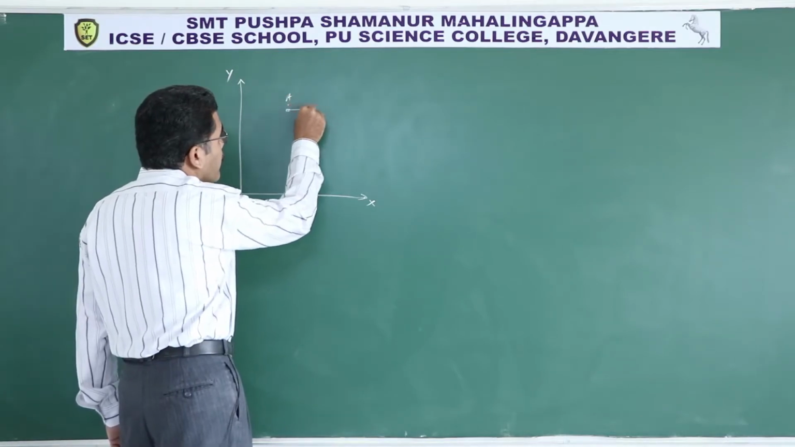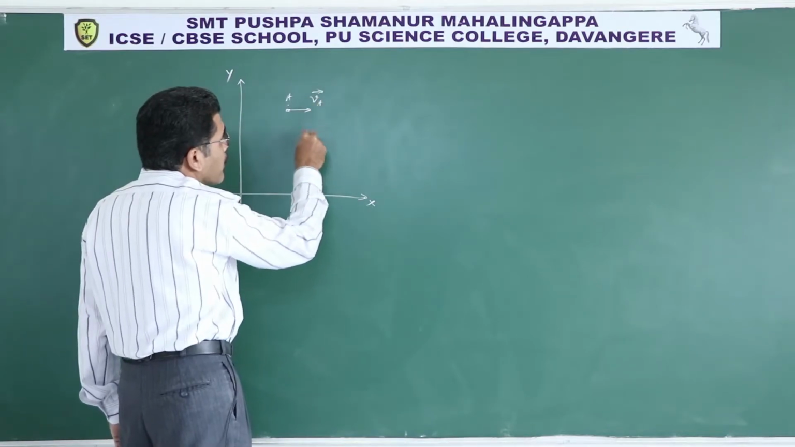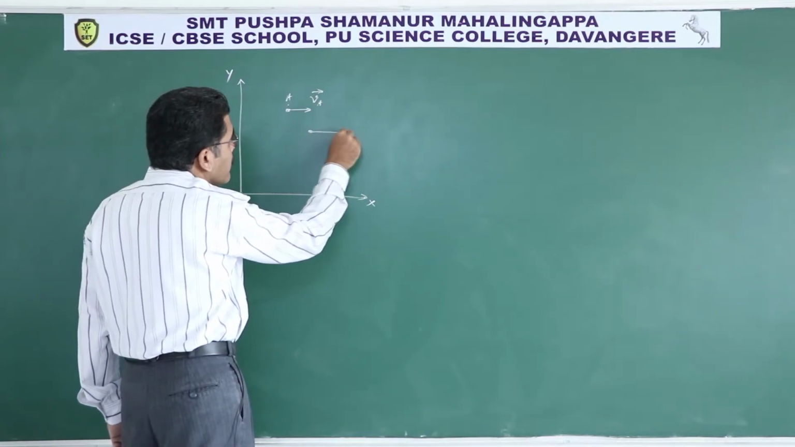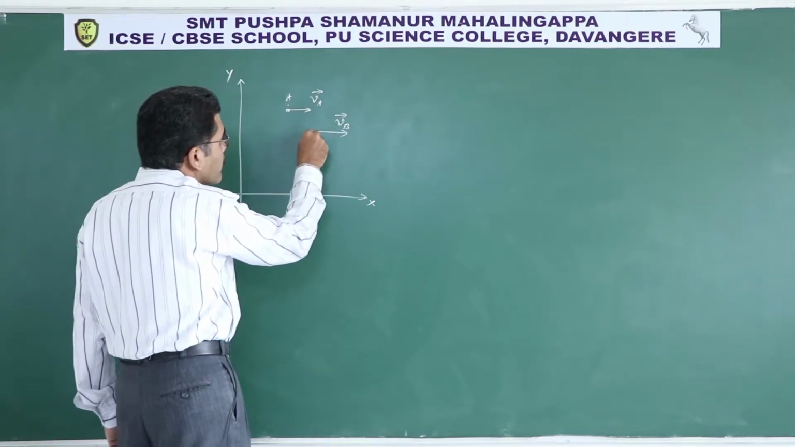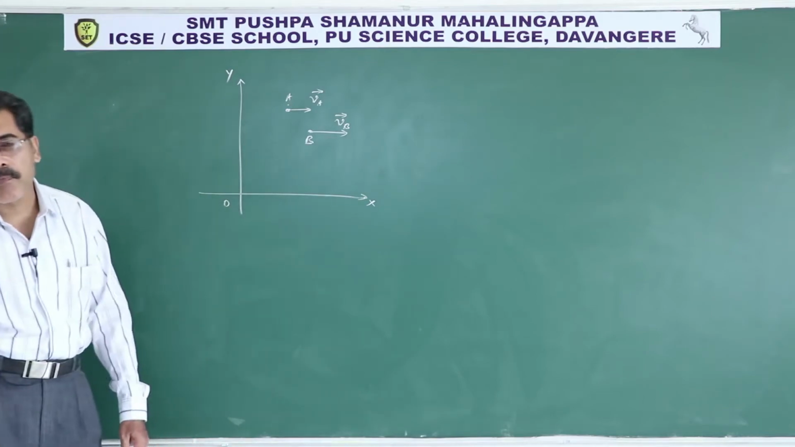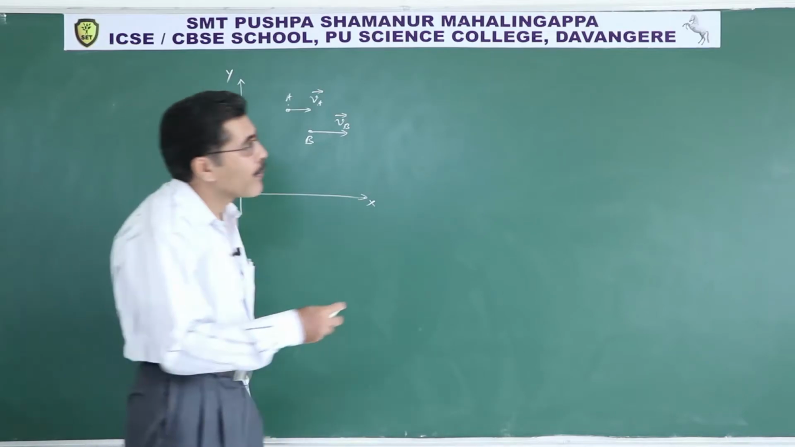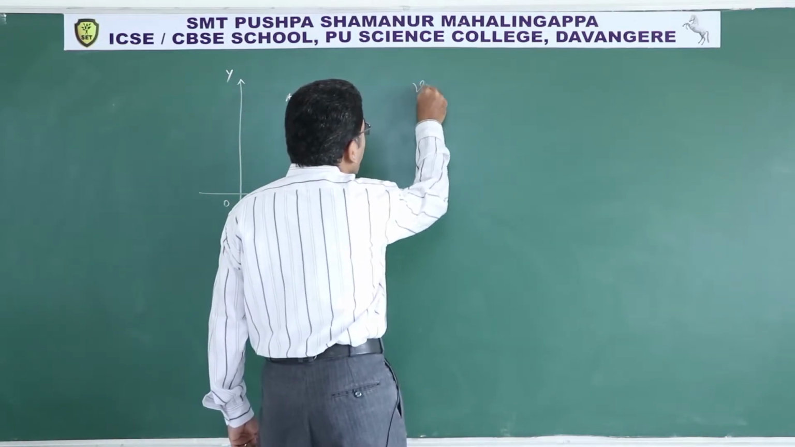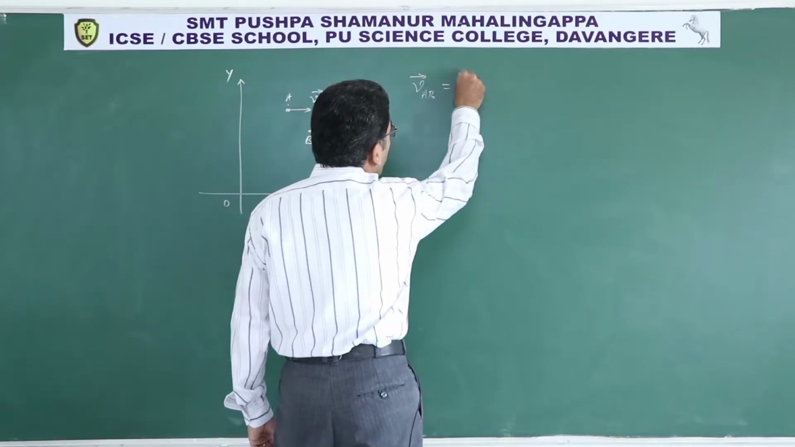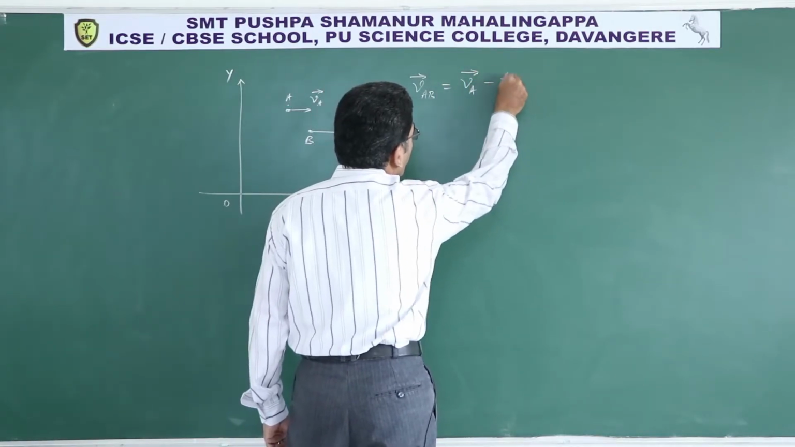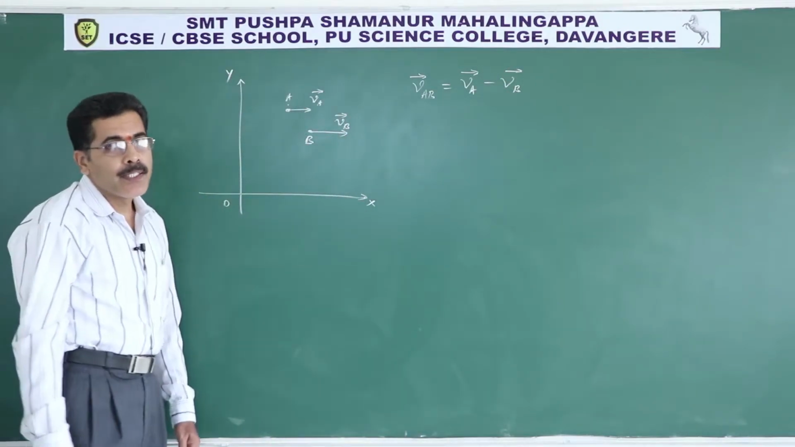A is moving with a velocity VA, and B is moving with a velocity VB. So there are two particles moving with different velocities. Then, just like in motion in a straight line, we define the relative velocity of A with respect to B as VA minus VB.